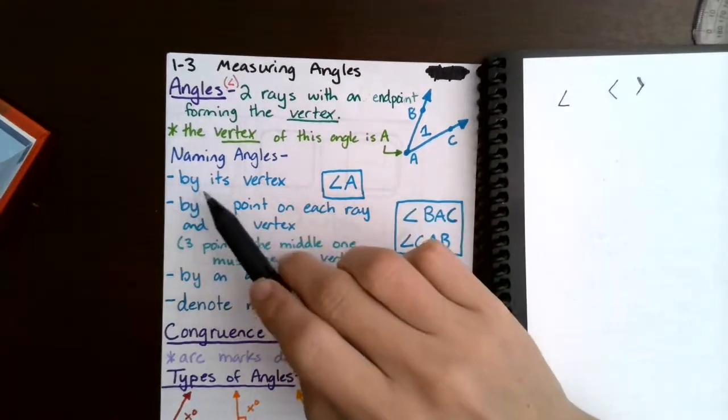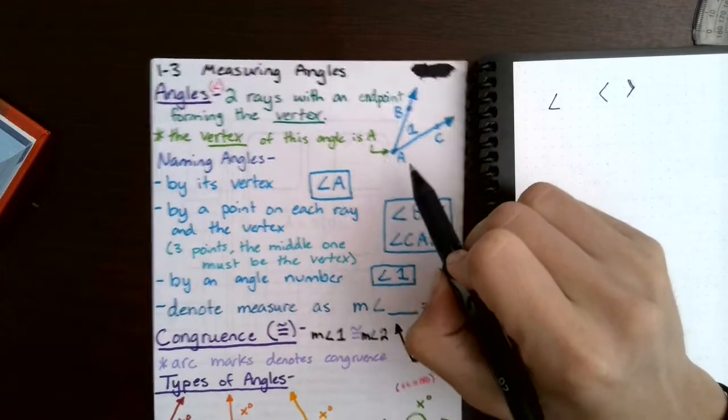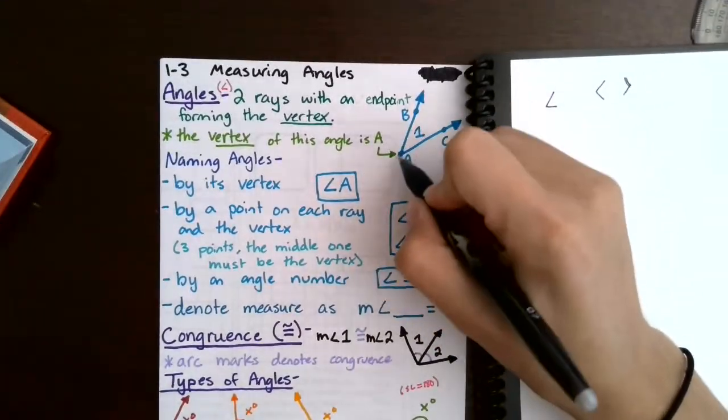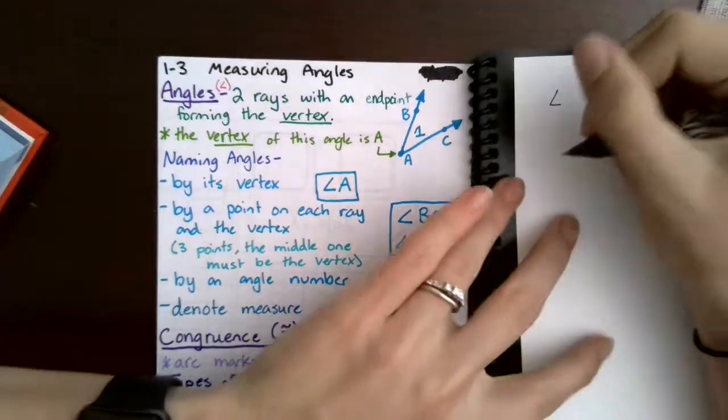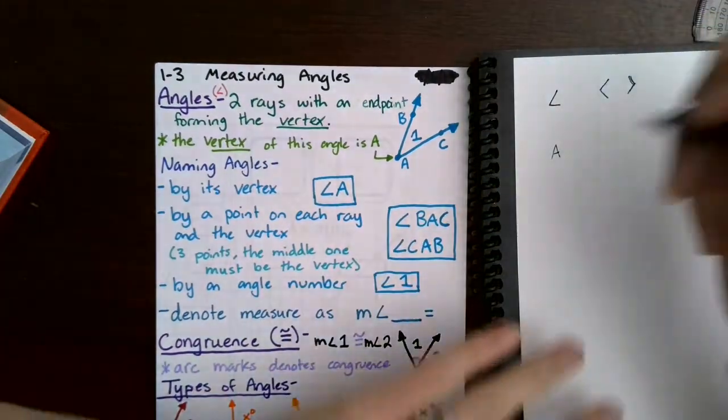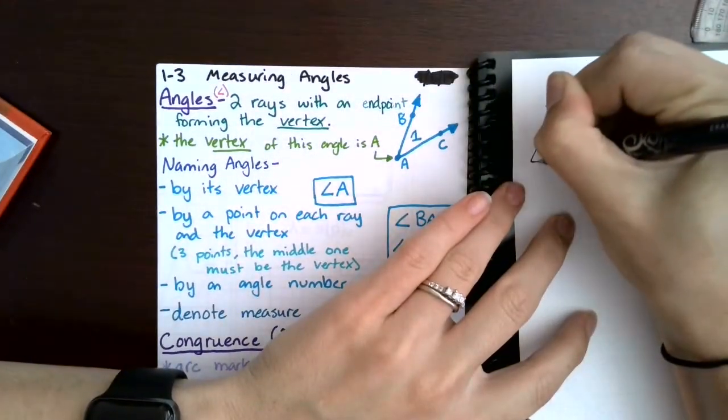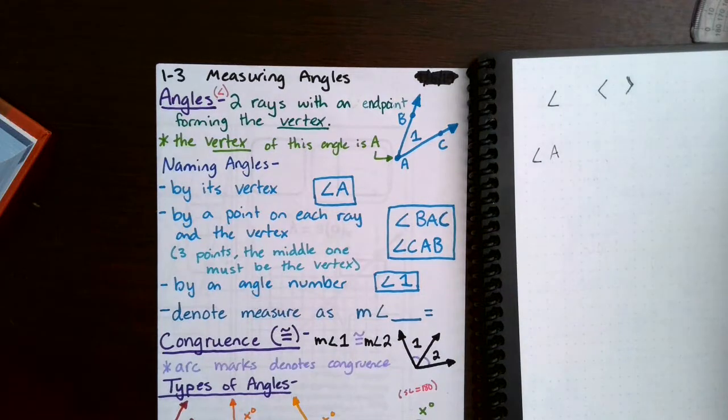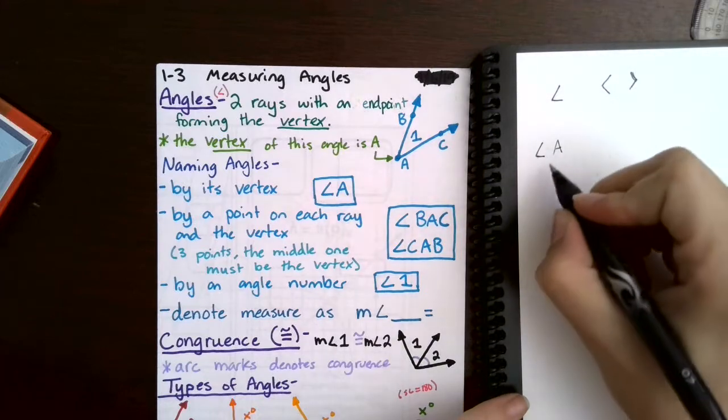So the first way to name an angle is by its vertex. So I can name this angle angle A because its vertex is at point A. Now remember, I'm not just saying A, okay? I have to actually write angle A because I don't know whether I'm talking about point A or angle A, okay? So that's a very important thing. So I can say angle A.